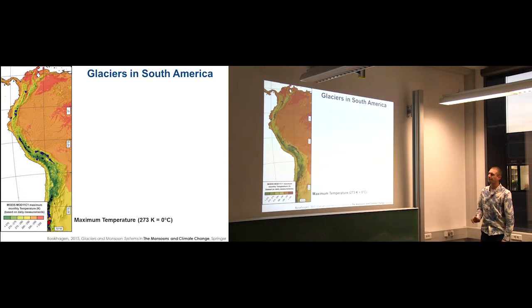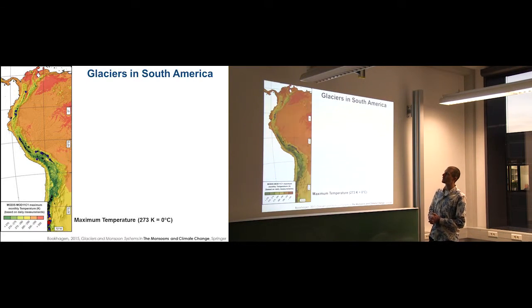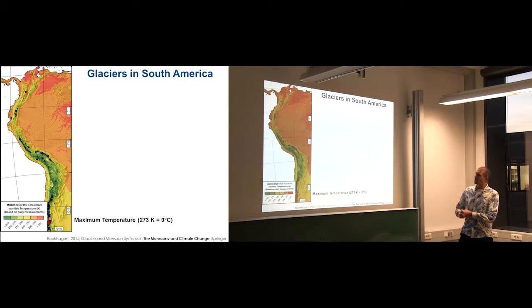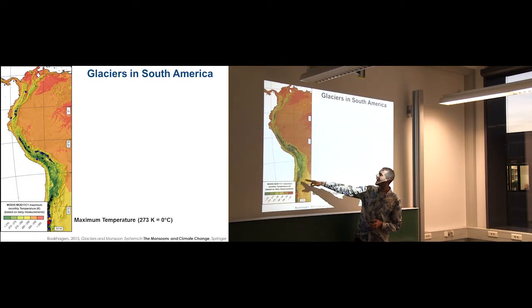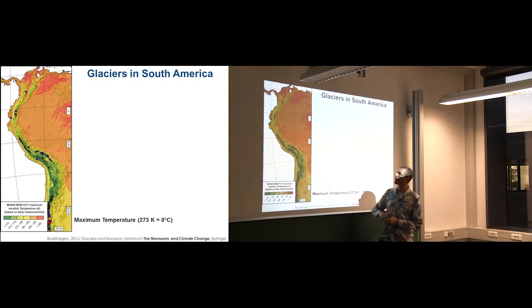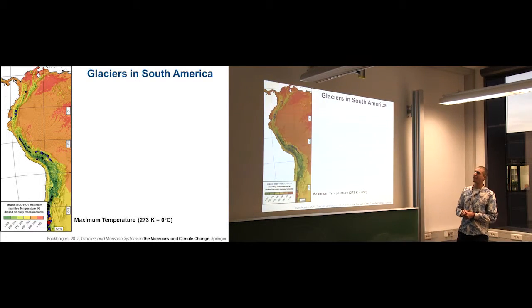I would like to show that temperature also varies in space and time. This is a map showing you the maximum monthly temperature measured in Kelvin, and I'm certain you are aware of the fact that 0 degrees Celsius is 273 Kelvin. What I would like to point out is that the high elevations, the elevations above 4 and 5 kilometers, are fairly cool year round. So there is not that much temperature variability at the high mountain ranges.